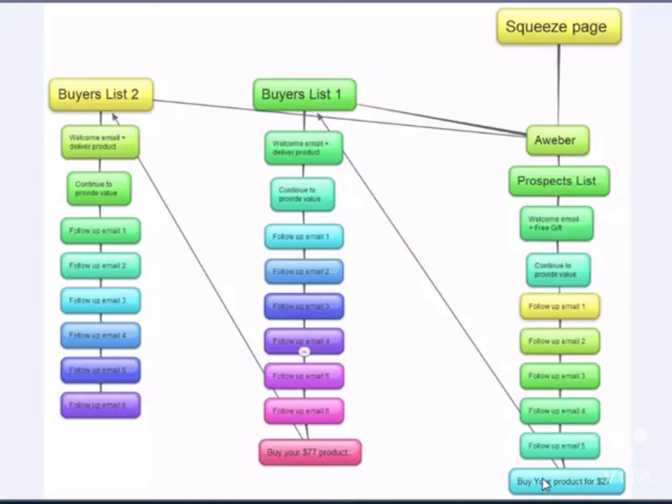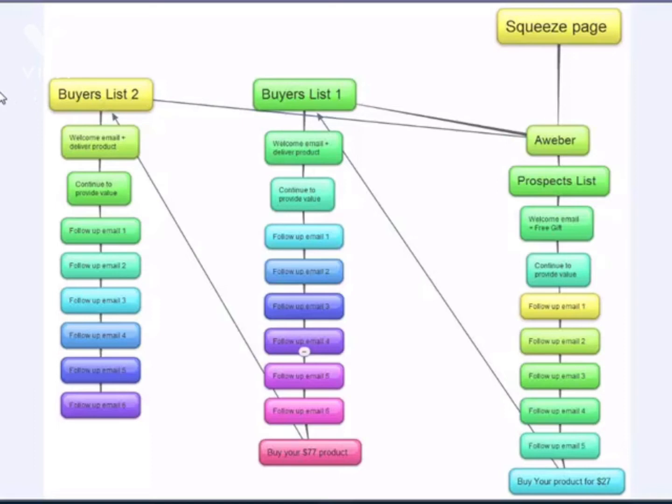So after they've purchased your low price product, as I said earlier, they then get transferred to your buyers list, and then they go through your emails, and then if they buy your second product, which is maybe at $27, they then get transferred to buyers list number 2. So all of the customers in your buyers list number 2 have purchased your first product and your second product. So your buyers list number 2 are going to be your most valuable customers, and this can of course continue.